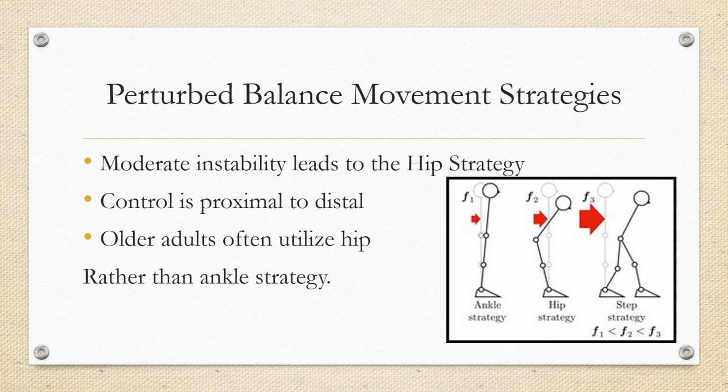But if somebody has more of that hip strategy, that's a pretty moderate instability. We would expect to see ankle strategy from somebody that's healthier, younger, has better balance. Then the hip strategy is one of those other balance strategies that we'll see when people have more dysfunction when it comes to their balance. So again, that control is going to be more proximal to distal here. And older adults do tend to use more the hip strategy rather than the ankle strategy.